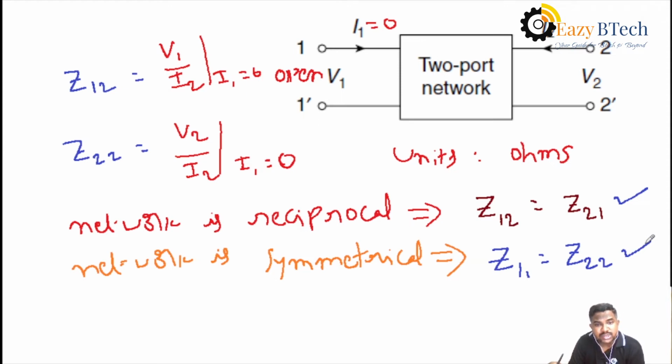In university examinations also, the problem is given as: verify that the given circuit is reciprocal, or verify that the given network is symmetrical. After finding the parameters, you can equate the values. If both conditions are satisfied, then the circuit is reciprocal or symmetrical. In this way, you can find out the Z parameters.